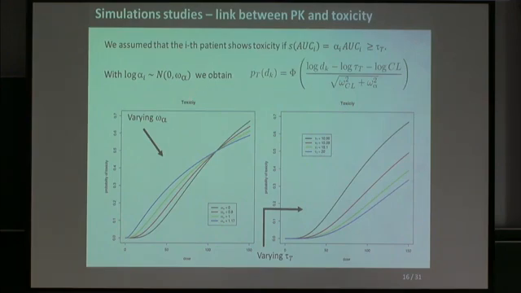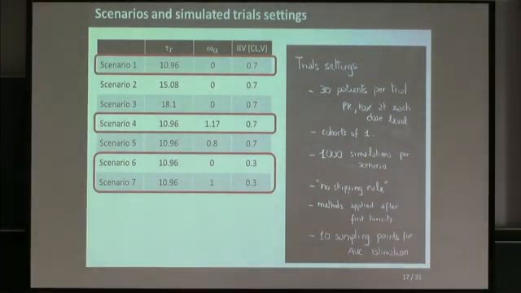So in that way, we increase omega alpha. And in that plot, you can see, without omega alpha, how the probability of toxicity changes if we increase tau t, the threshold of toxicity. Then we simulate 7 different scenarios.